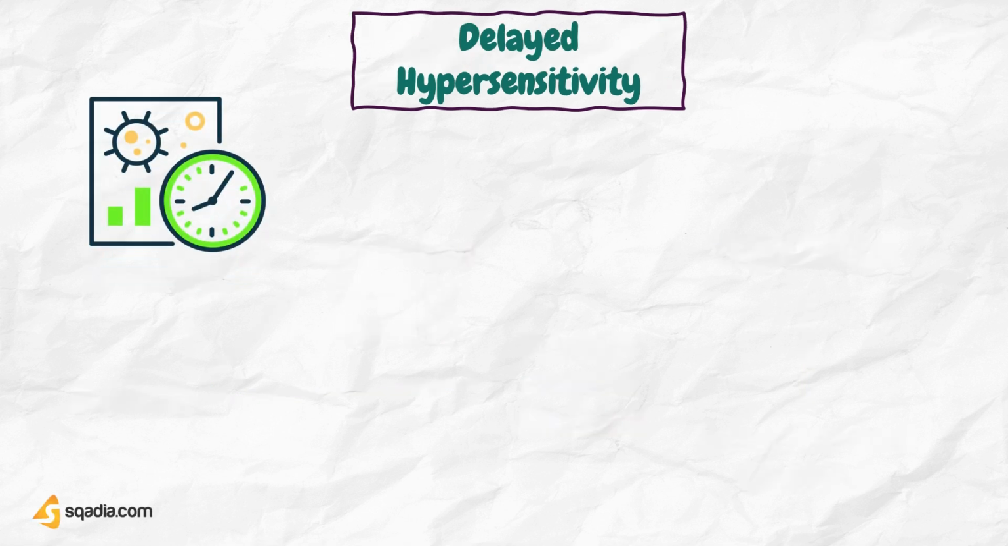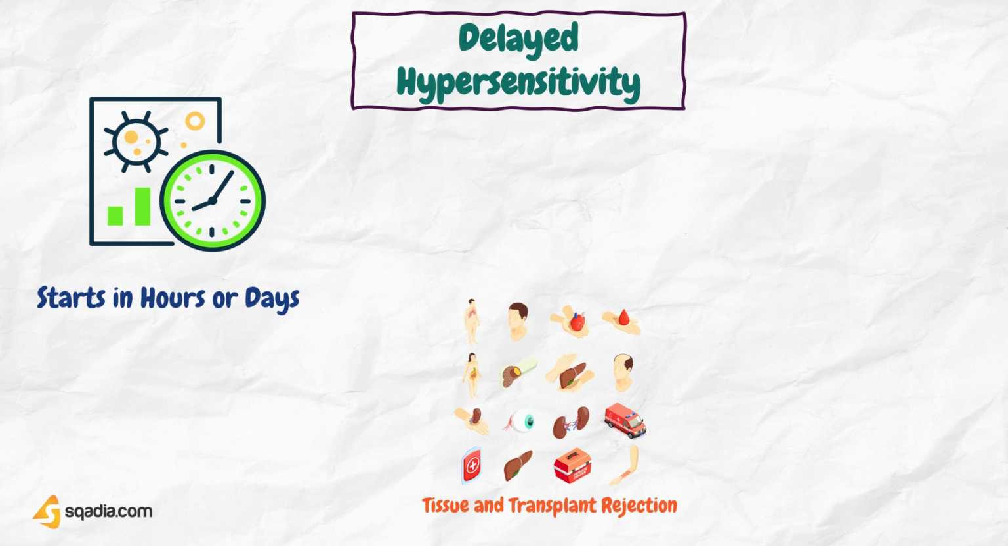Delayed hypersensitivity is generally used to refer to the harmful effects of cell-mediated immunity. It is a delayed reaction because it takes time and starts in hours or days after contact, unlike those that are antibody-mediated. Some of the biological implications of delayed hypersensitivity are tissue and transplant rejections. The success of organ transplants is, in large part, determined by the compatibility of the MHC genes of the donor and recipient, as well as the cell-mediated response of the recipient.